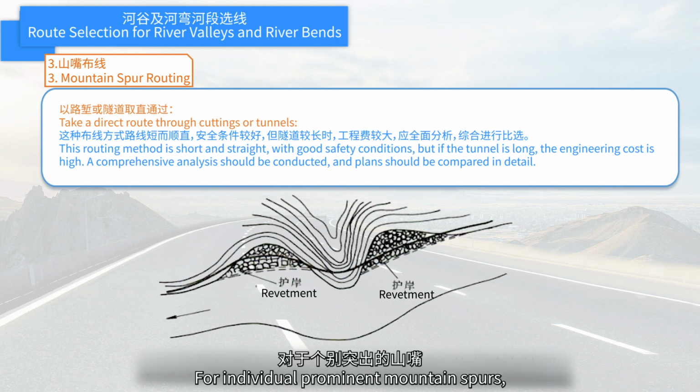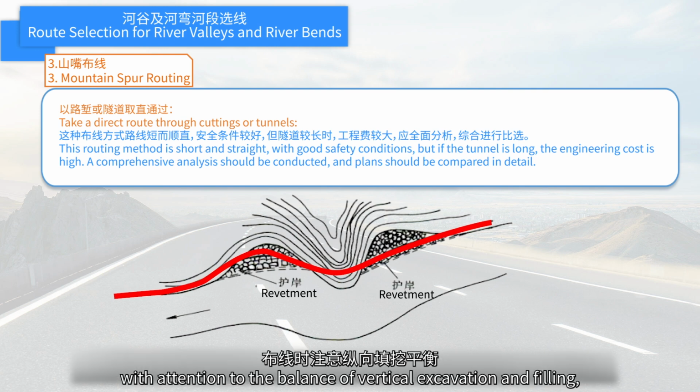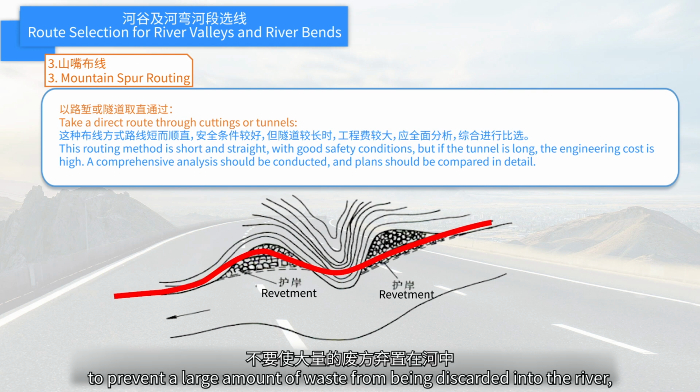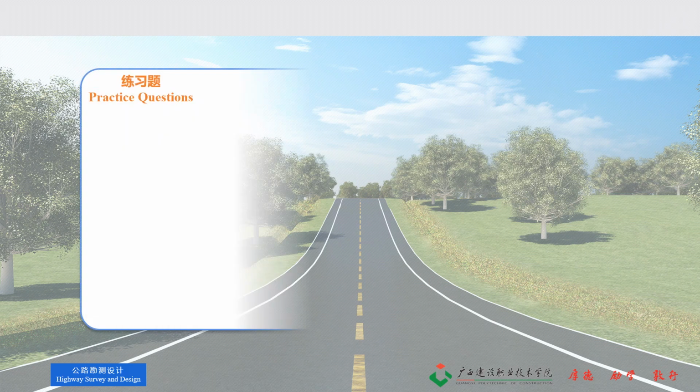For individual prominent mountain spurs, the cut spur fill bend method can be used to deal with routing, with attention to the balance of vertical excavation and filling, to prevent a large amount of waste from being discarded into the river, causing blockages.